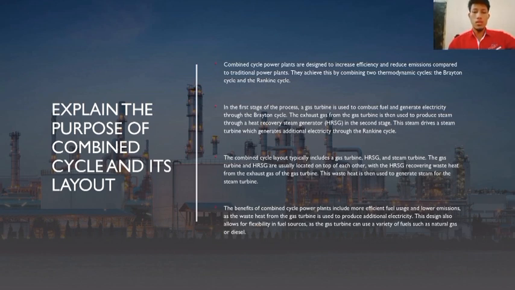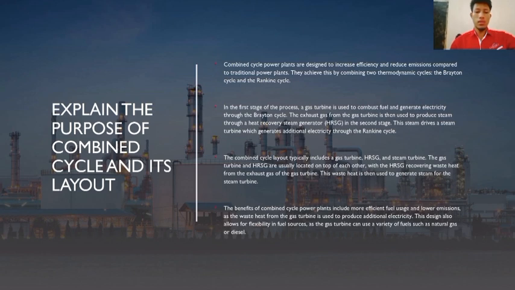In the second stage, this steam drives a steam turbine which generates additional electricity through the Rankine cycle. The combined cycle layout includes the gas turbine, HRSG, and steam turbine. The gas turbine and HRSG are usually located next to each other, with the HRSG recovering waste heat from the exhaust gas of the gas turbine. This waste heat is then used to generate steam for the steam turbine.